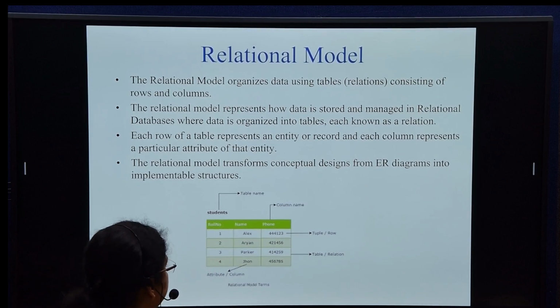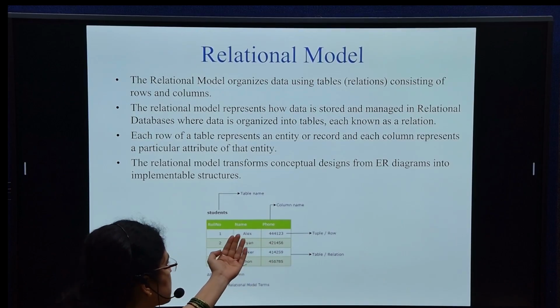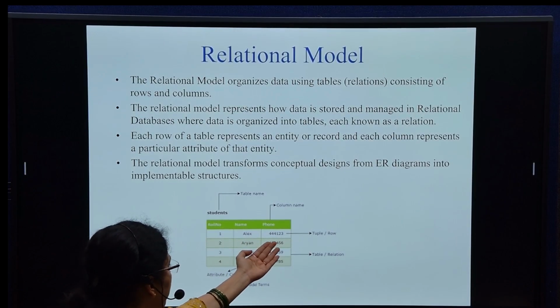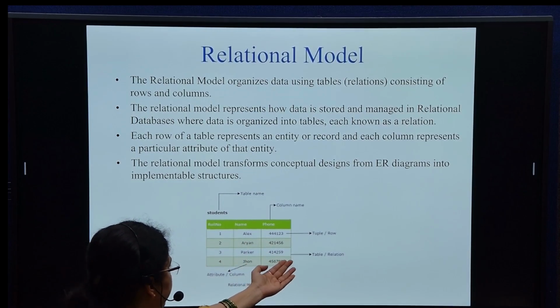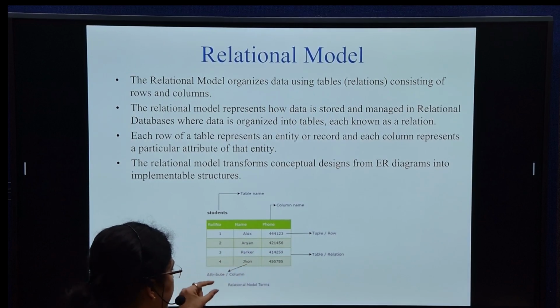So here we can see a table where the table name is student, which stores the information about the students, where the different columns are roll number, name, phone, and the rows are called tuples. The data stored in a row is called a tuple, and this is a table relationship, and a particular field is known as an attribute.